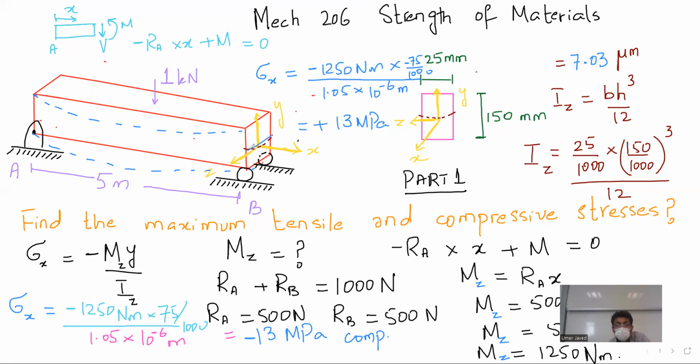Now consider this line. Go towards the negative 75 by 1000. What surface do you encounter? I will come to this surface, right? The one at the bottom, correct? So when y is negative, I am getting an answer of positive.